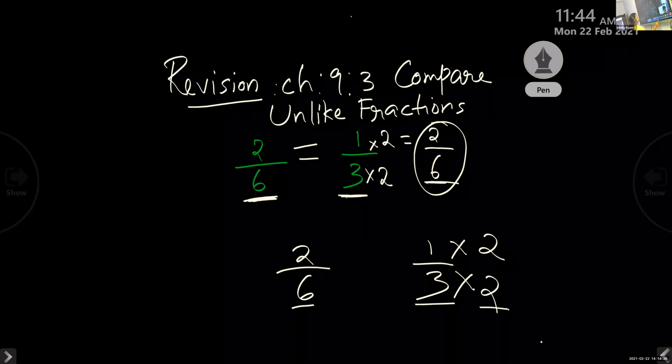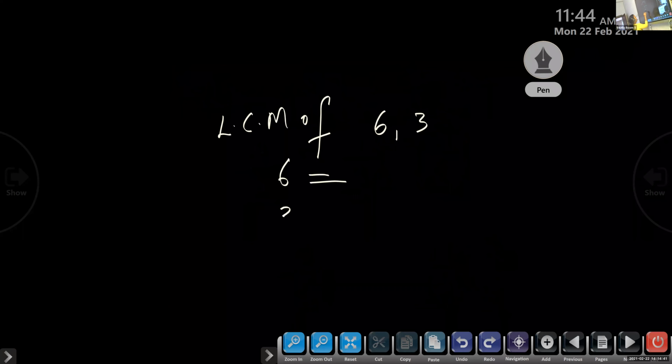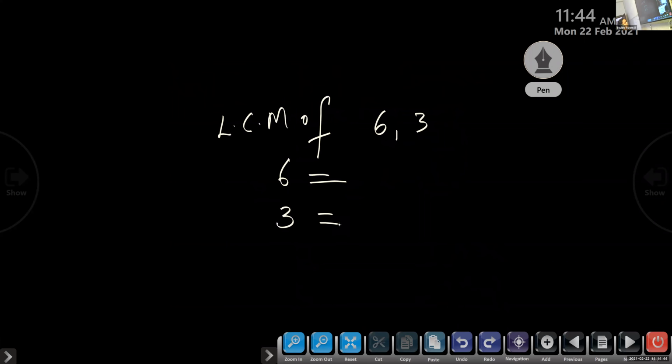LCM. So we will write another method here. How to find the LCM of 6 and 3? Children, please listen. First of all, we will write the multiplication table of 6 and of 3. Isha, can you tell me the multiples of 6? I am not asking the factors, I am asking multiples. Multiples means you have to write the multiplication table of 6 and of 3.